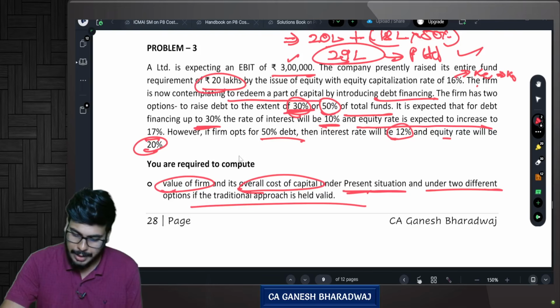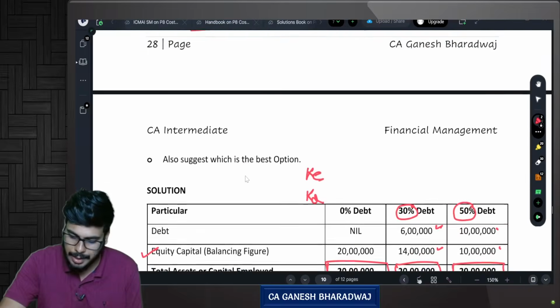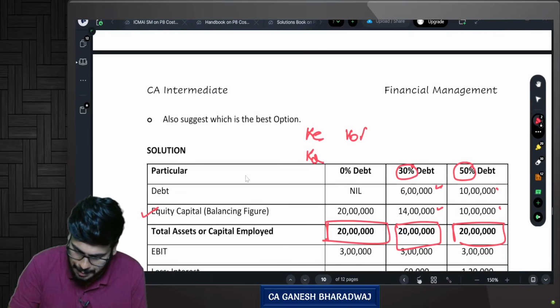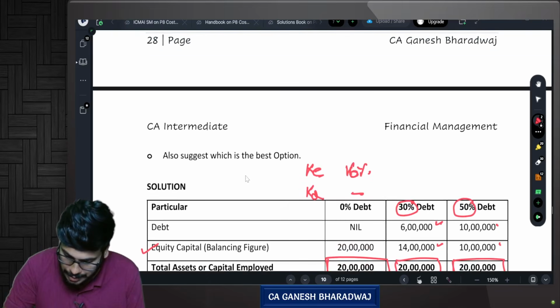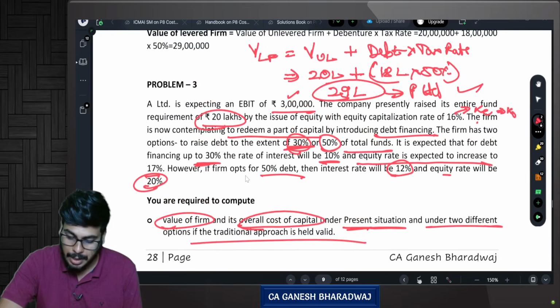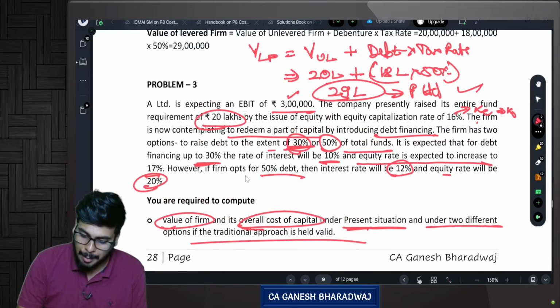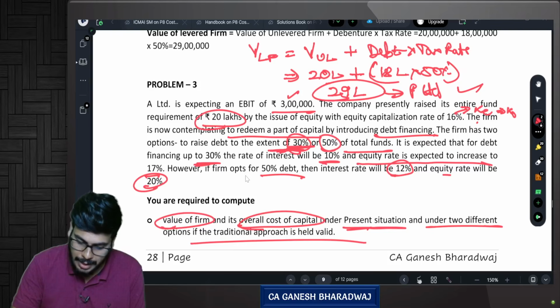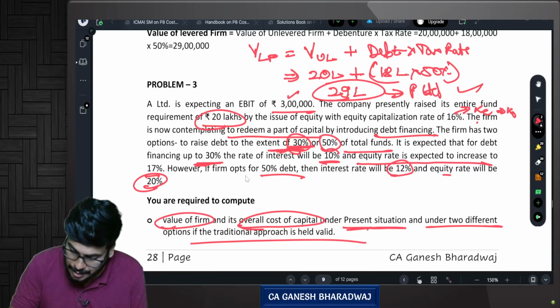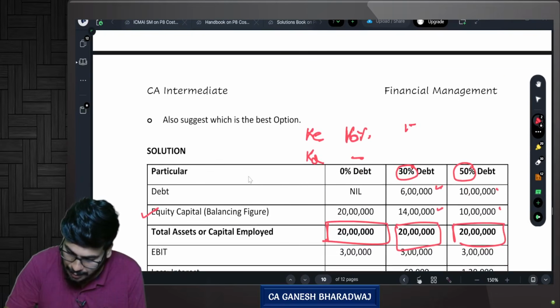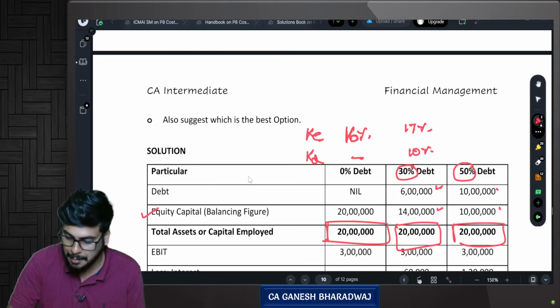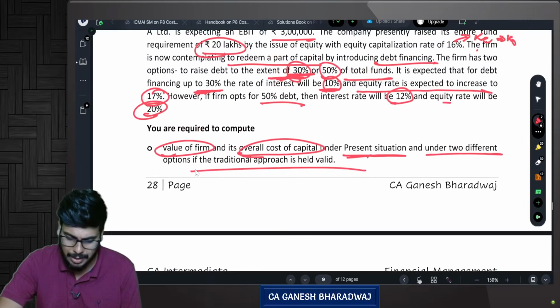Now look at this. KE is 16 percent currently, they don't have any debt. Now 16 percent is the KE, right? They are saying if you raise debt up to 30 percent, the interest rate will be 10% and the equity rate will be 17%. Correct? So equity will be 17%, interest rate will be 10%. Are you clear with this? No tax is given in this question.